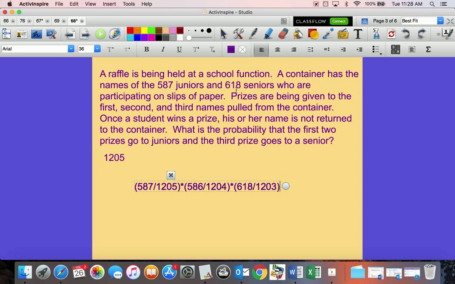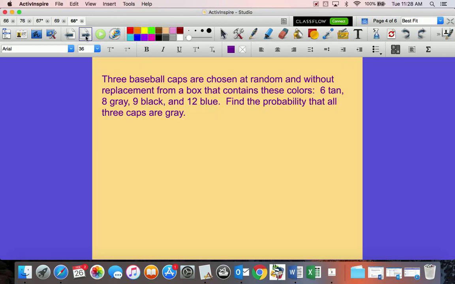So we would get a huge number on top. So we're not going to worry about that. But what we would end up with for that exact situation, it would be approximately 12.2%. All right. So the big part here is once you win a prize, your name is not returned to the container. So we're subtracting those out of each one of the situations that we're given here.